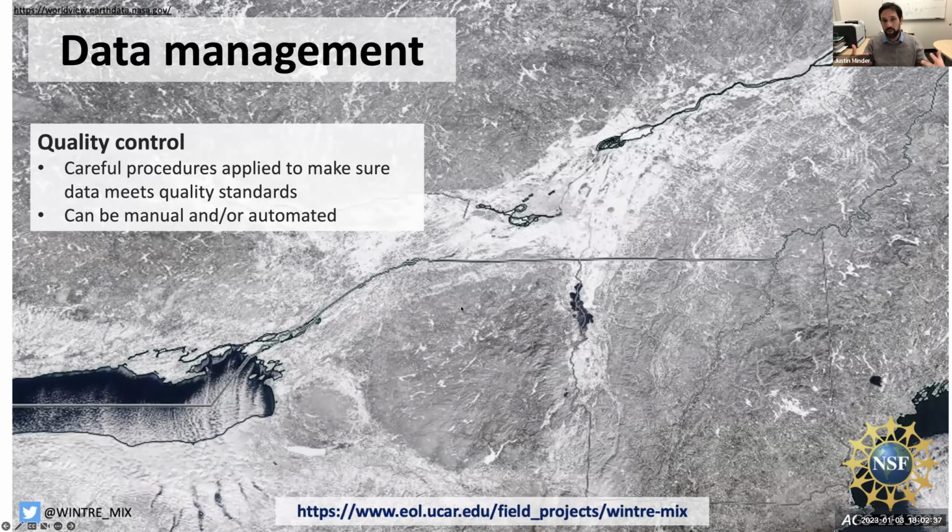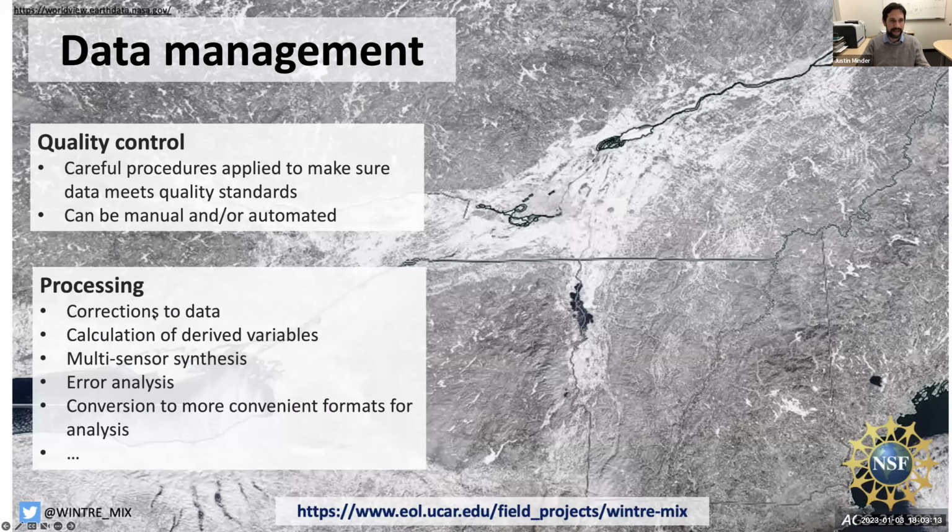Okay, so finally, what happens after the field campaign? So one thing is data management. What are you going to do with all that data you collected? I'm not going to talk about the analysis part, all the science you do with it, but I will talk about some of the other data stewardship aspects. One is quality control. You need to have careful procedures that you apply to your data to make sure it's of high quality and that you flag or correct any problematic data. This can be partly manual, going through the data yourself, but also writing code and algorithms to detect any errors or issues with the data.